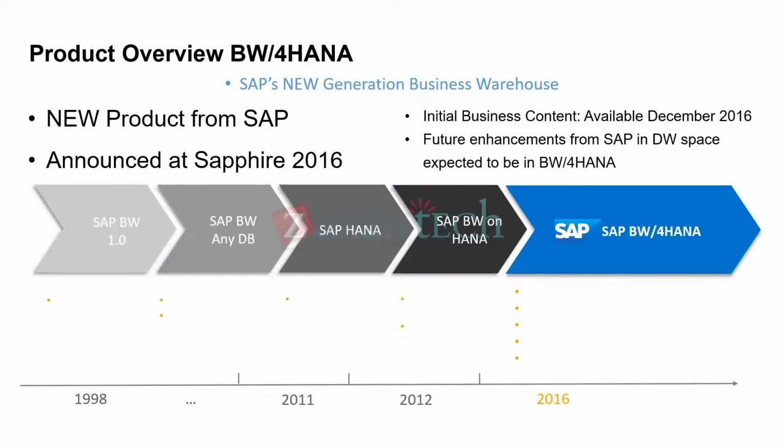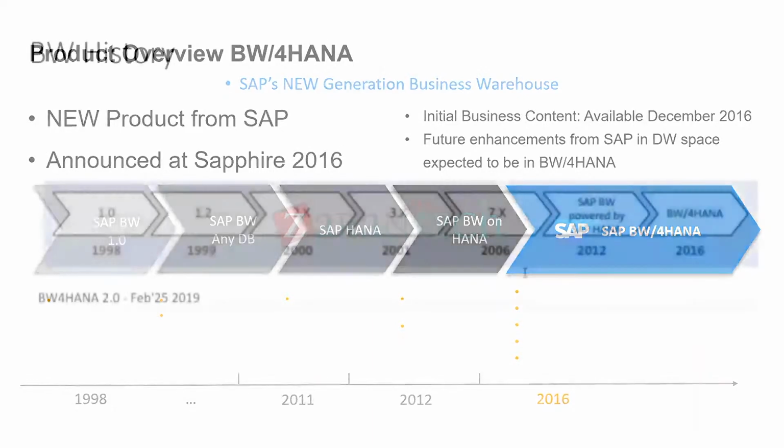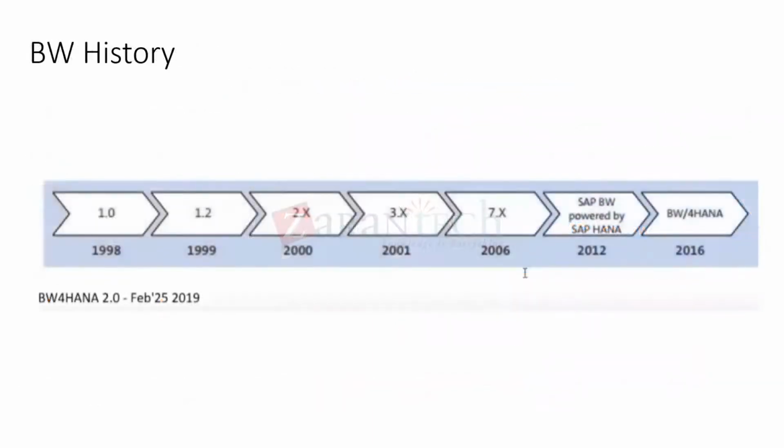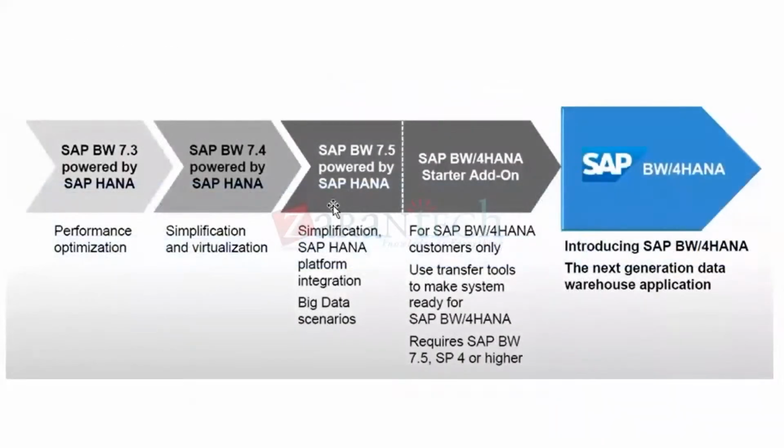Now, product overview of BW for HANA. We have seen the journey. Again, I don't want to go through the dates and stuff. This is how the BW evolved. I think we have seen it previously in the previous slide. And this is the introduction of BW on HANA.